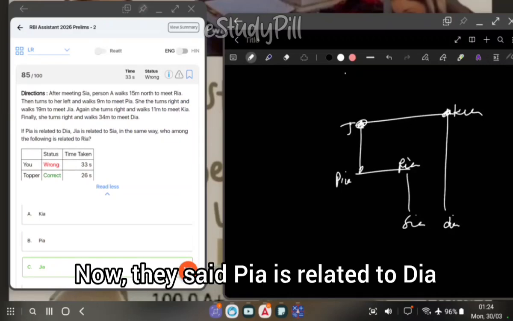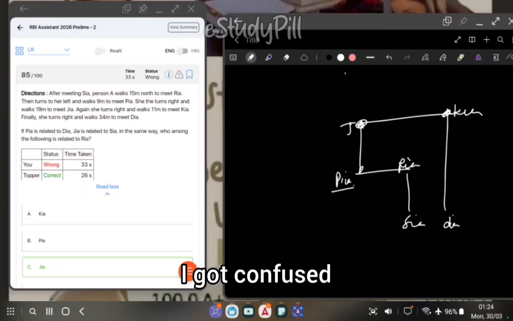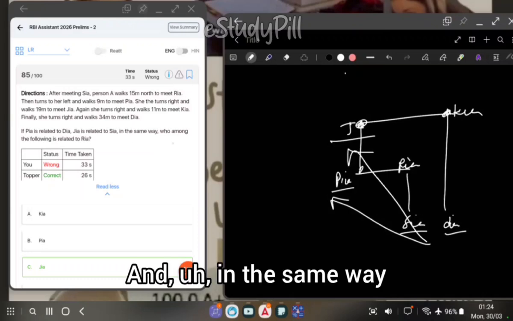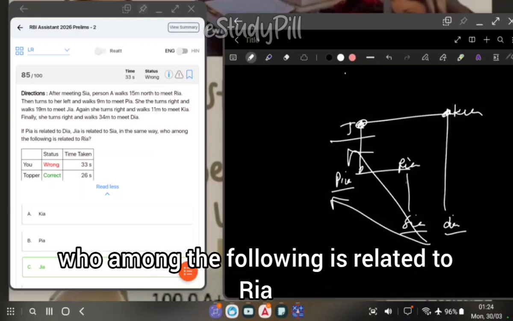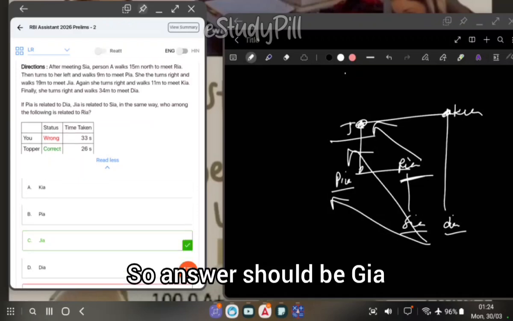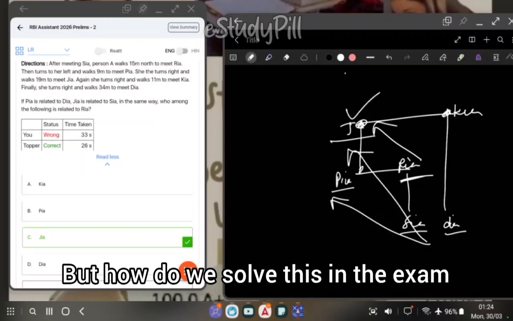Now they said PI is related to DIA. First thing, so I got confused. PI is related to DIA. GI is related to CIA again. And in the same way, who among the following is related to RIA? Who among the following? So the answer should be GIA. But how do we solve this in the exam?